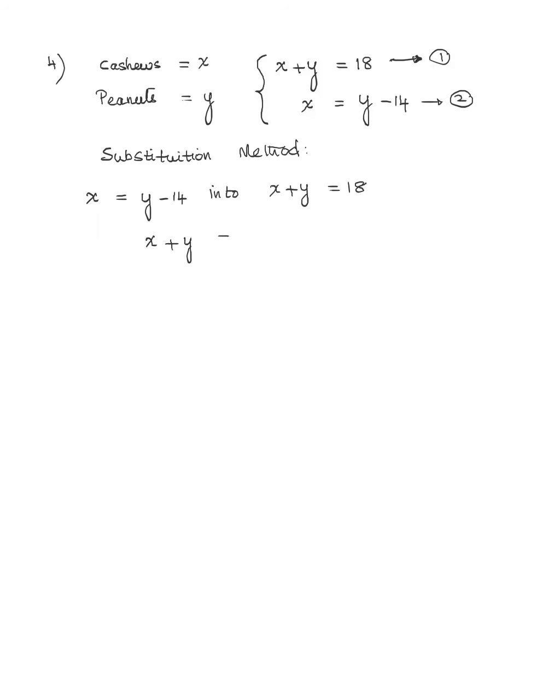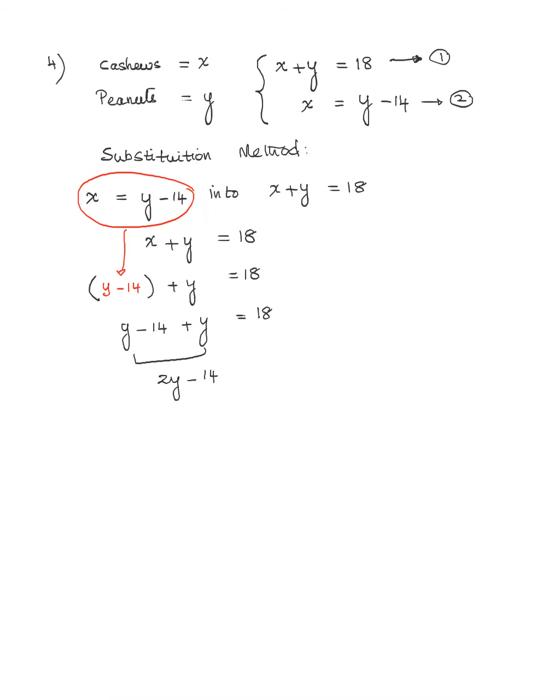You write the first equation. Now I'm going to replace this x by y minus 14. So I'm plugging in this x. So let's remove the bracket here. So y minus 14 plus y equal to 18. Combine the like terms. 2y minus 14 equal to 18.